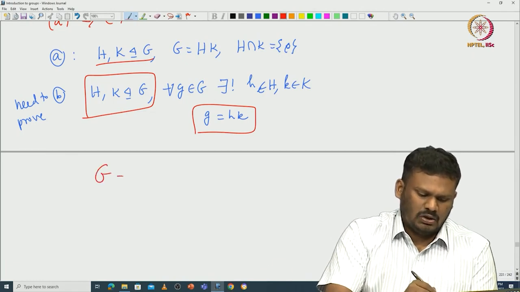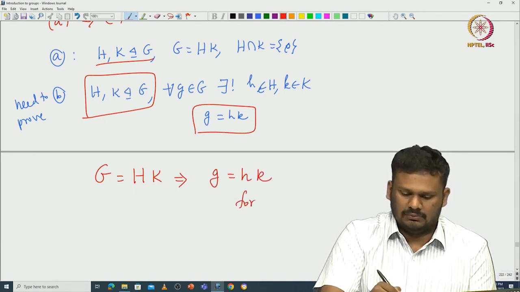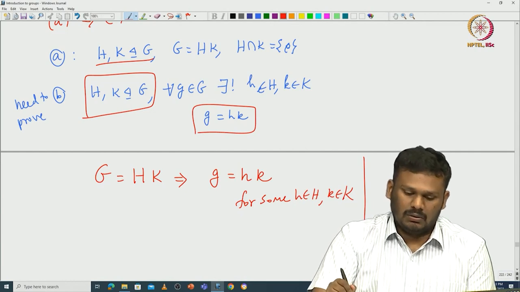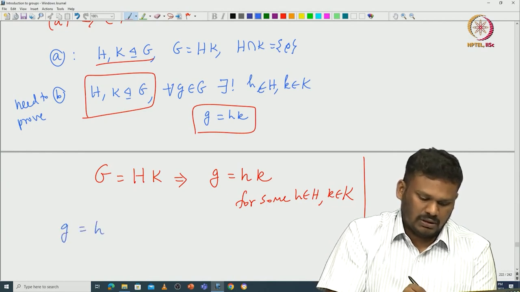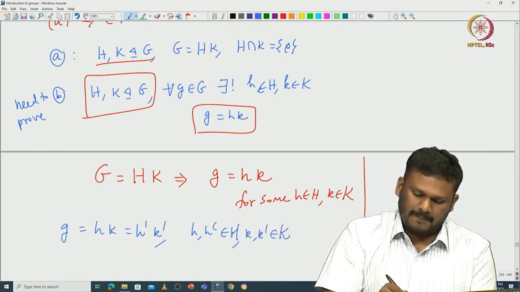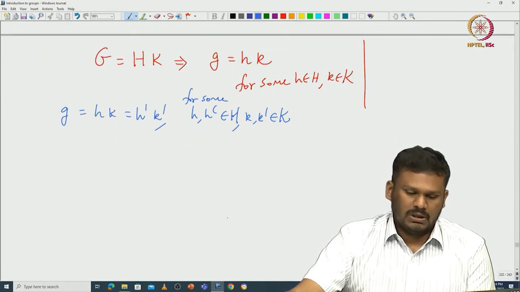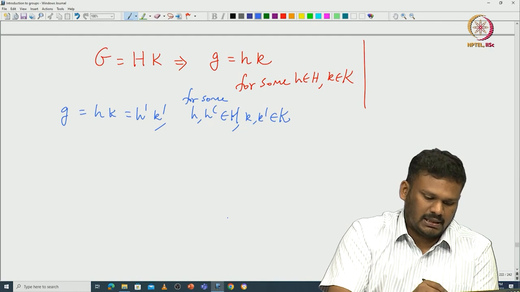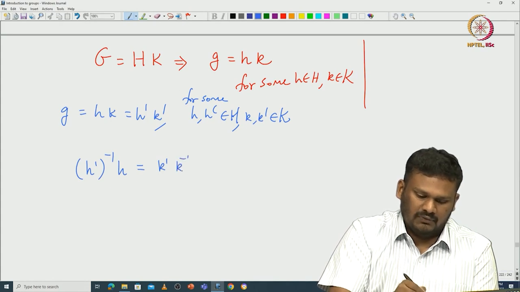So since G equals HK, that implies given G can be written as H times K for some H in H and K in K. So this is clear. So now we want to say it can be written uniquely. So let us take, there are two ways to write. So G equals HK and H dash K dash for H, H dash in capital H and K, K dash in capital K, there are two tuples such that the product being equal. So then what happens? If you look at it, then this is exactly equal to H dash inverse H equal to K dash times K inverse. Okay.